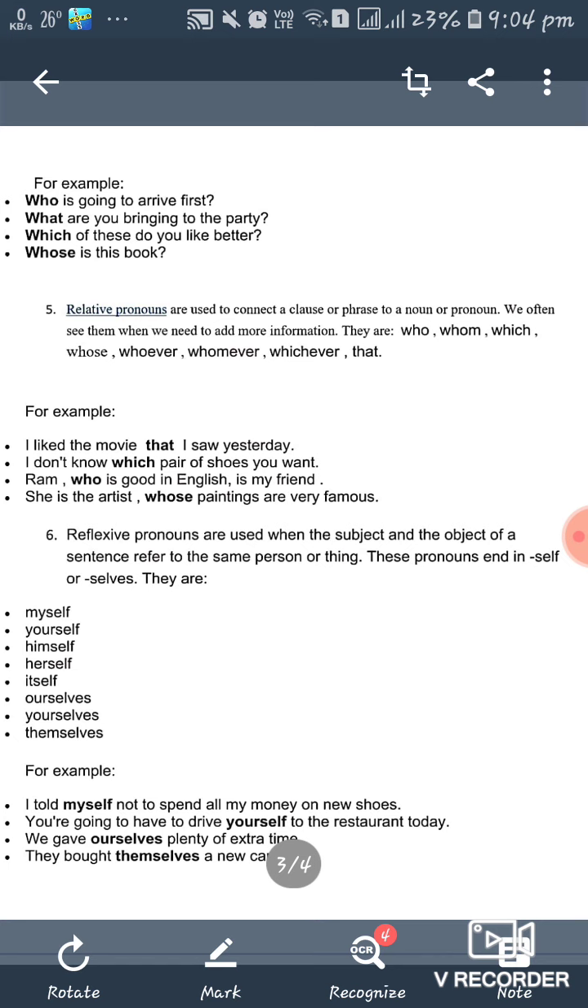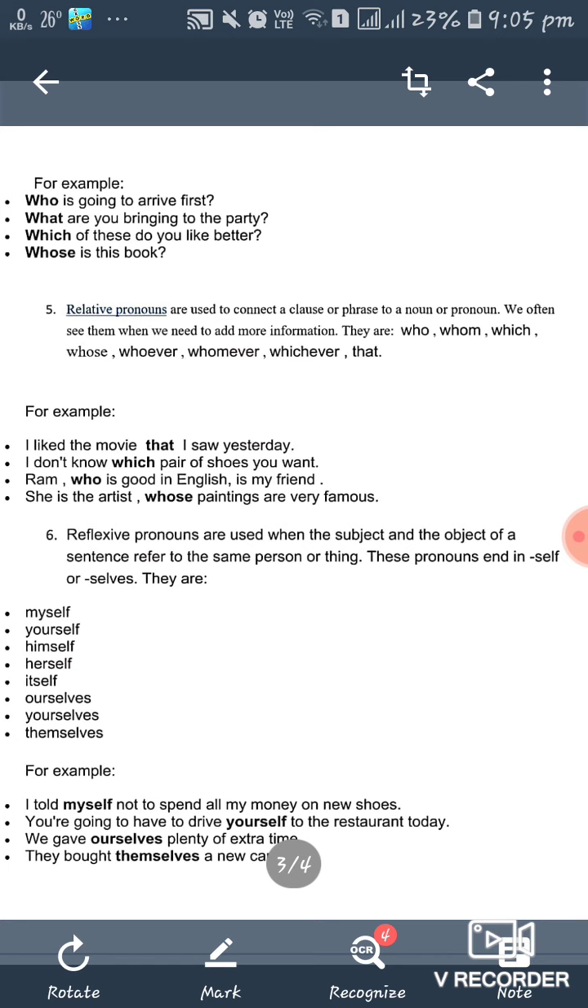So don't get confused: who is the interrogative pronoun, so how can it be a relative pronoun? No. Whenever we are talking about an interrogative pronoun, it is a question word. It will ask a question. But when we are talking about a relative pronoun, it will join two sentences, complete sentences or incomplete sentences. Alright, let's see the example.